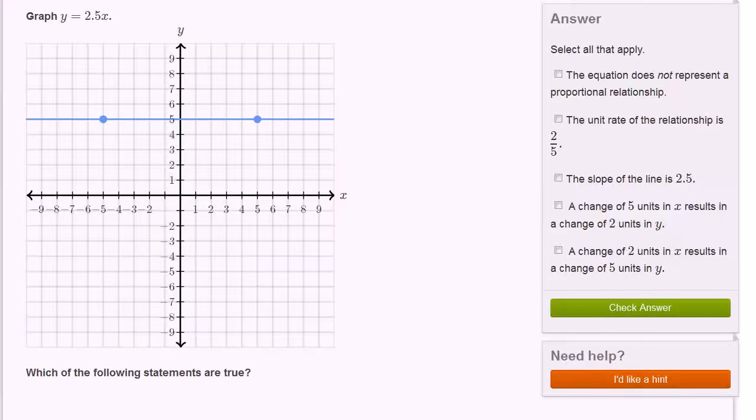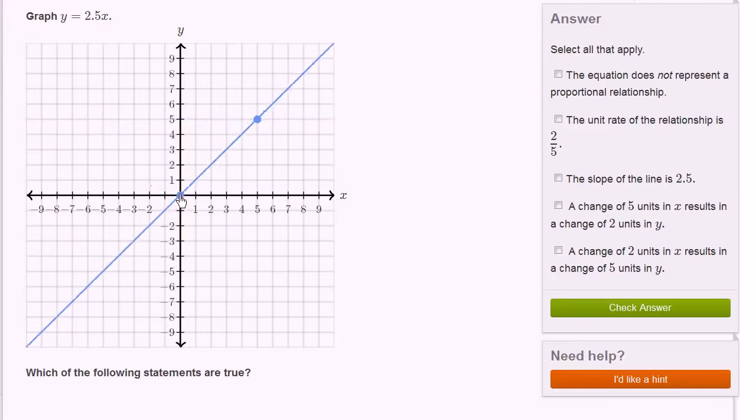We're asked to graph y is equal to 2.5 times x. So we really just have to think about 2 points that satisfy this equation here. And the most obvious one is what happens when x equals 0. When x equals 0, 2.5 times 0 is going to be 0. So when x is 0, y is going to be equal to 0.